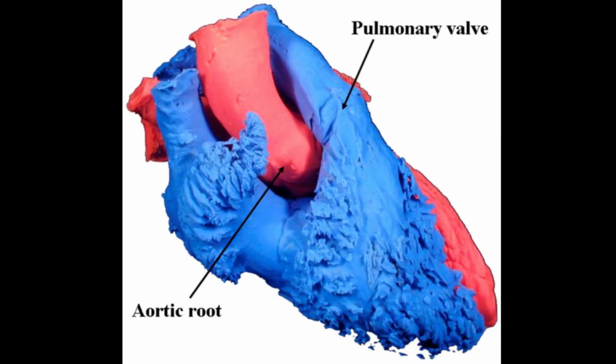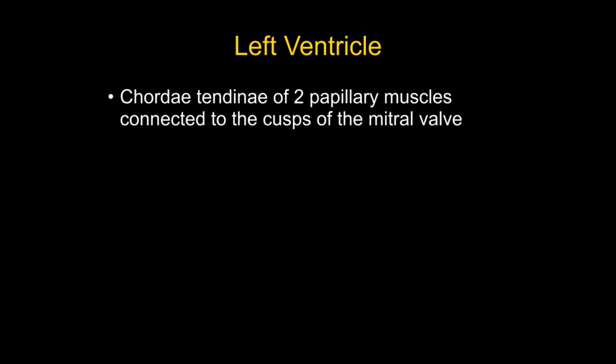So this is just a cast, just to demonstrate the twisting and turning of the exit points of the ventricles. So they're intertwined in such a way that the aorta is actually more to the right of the pulmonary artery. So the aorta is closer to the right atrium, whereas the pulmonary artery is closer to the left atrium. So as mentioned earlier, the chordae tendineae of the two papillary muscles will connect to the two cusps of the mitral valve.